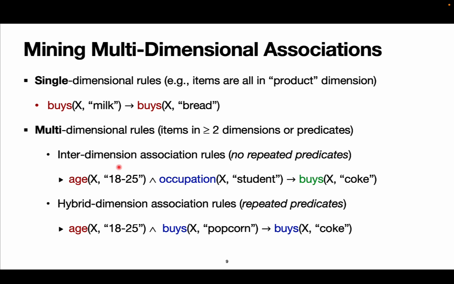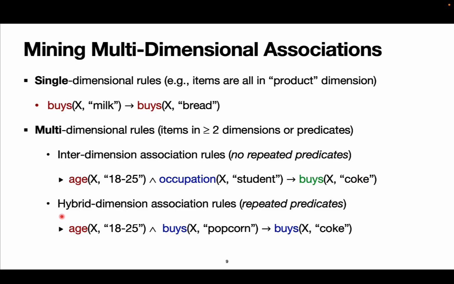There are two main types: interdimension association rules, with multiple predicates, but none are repeated. For example, age(X, 18 to 25) and occupation(X, student) implies buys(X, Coke). This rule combines demographic information, age and occupation, with purchase behavior. It's called interdimensional because it spans multiple dimensions of data.